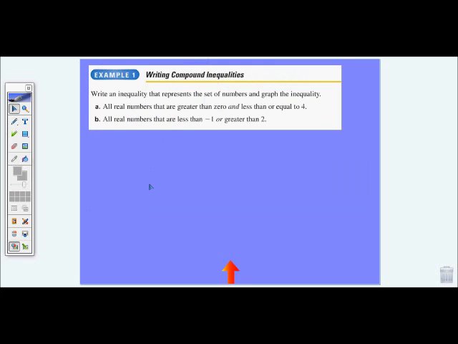So, example 1, we're going to write some compound inequalities. The first one says all real numbers that are greater than 0 and less than or equal to 4. All real numbers is going to stand for what our variable will be. You'll see that again in the second question, letter B. So I'm going to let my variable be good old x for letter A. I'm going to put my x down and read the qualifications for it. All real numbers that are greater than 0. So I want my x greater than 0.